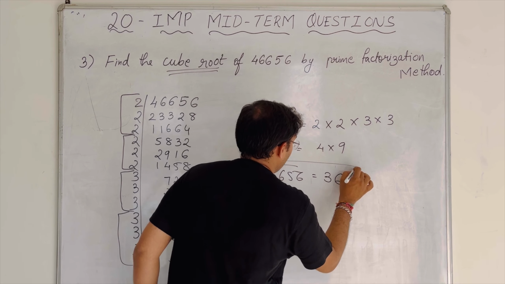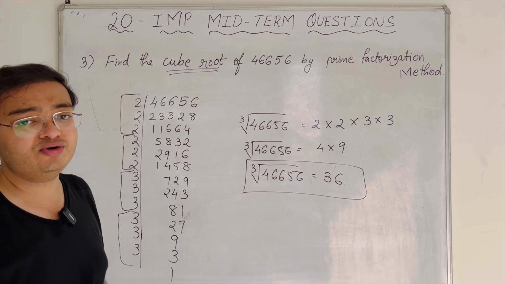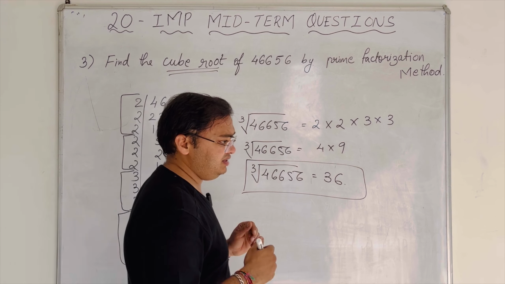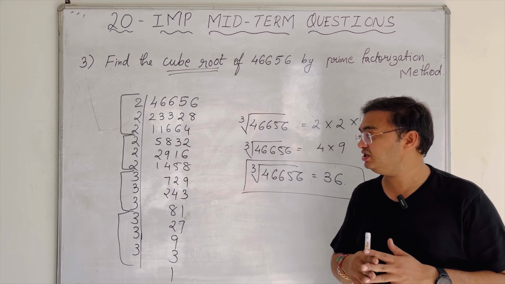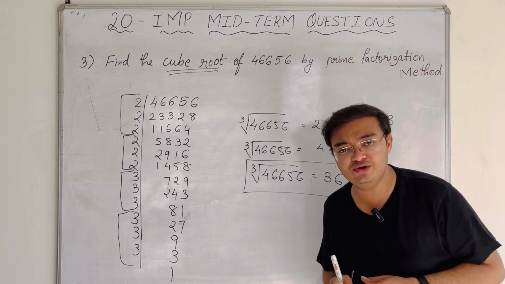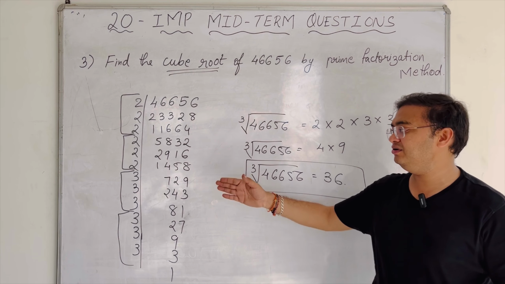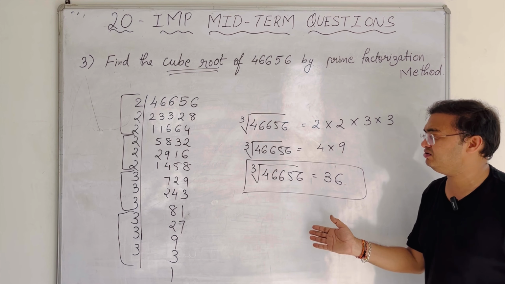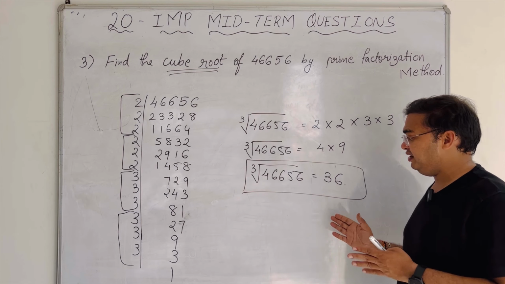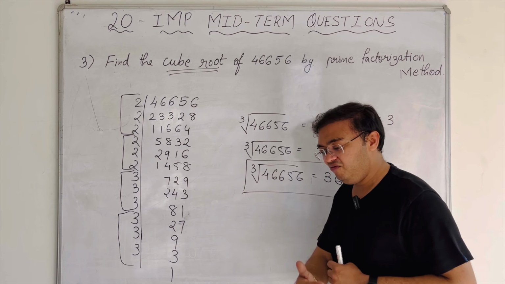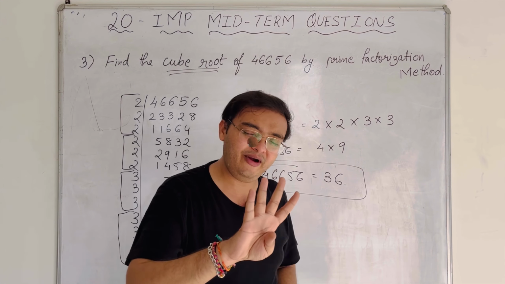So it was so simple that you don't have to use a lot of brain. You just have to do it by prime factorization, and prime factorization is easier when you use the divisibility rules. I hope this question is very simple and very useful for you. I hope you have taken a screenshot. So we'll move further with our fourth question.